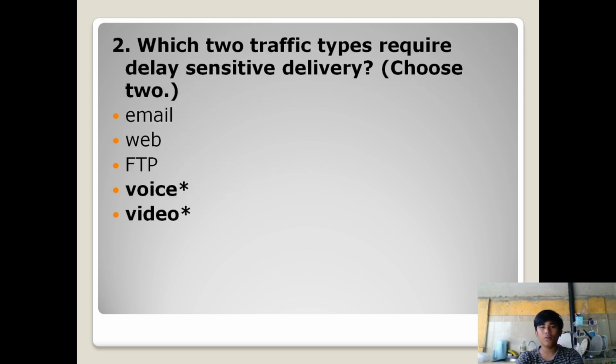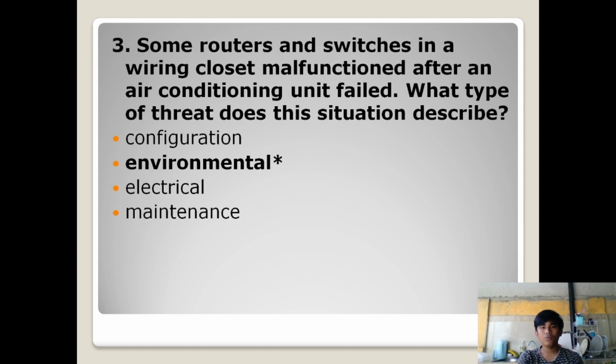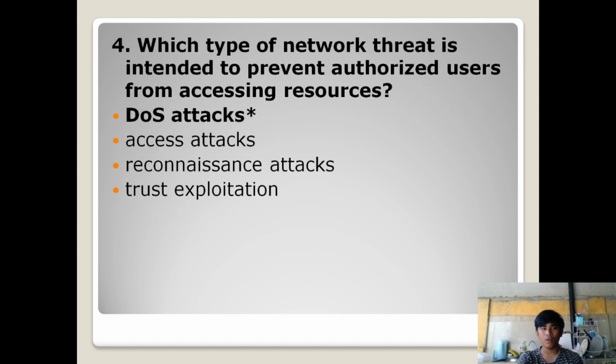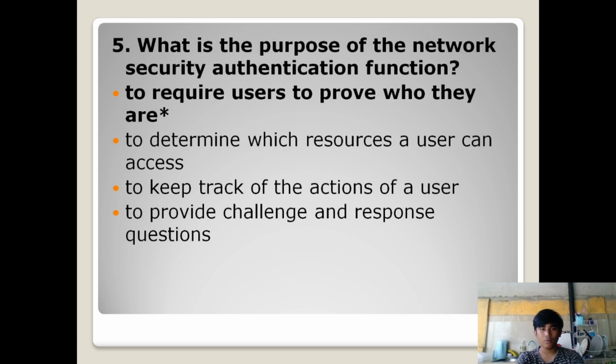Which two traffic types require delay-sensitive delivery? Choose two. So my answer is voice and video. Some routers and switches in wiring closets malfunction after an air conditioning unit failed. What type of threat does this situation describe? So my answer is environmental. What type of network threat is intended to prevent authorized users from accessing resources? So this is the DoS attack.